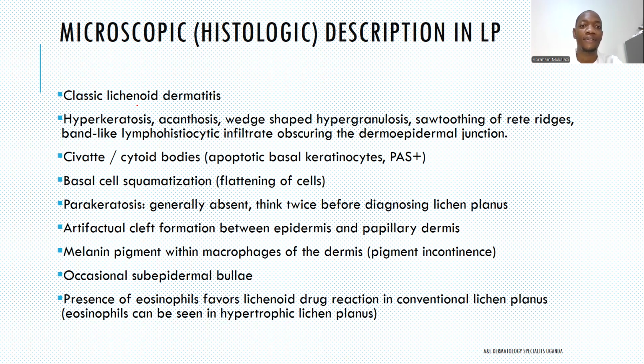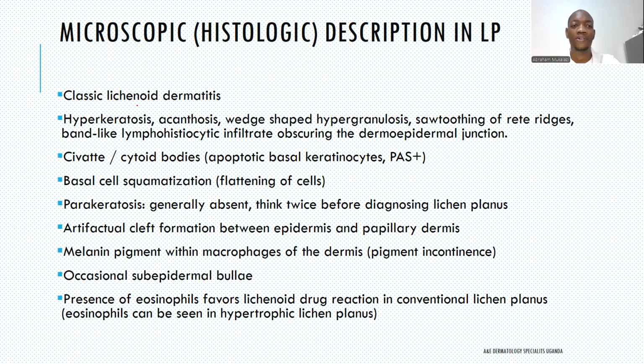Even the histology books will tell you that lichen planus on histology is like a strict parent. It doesn't allow parakeratosis, and it also doesn't have eosinophils. Then you get an interface picture, but without parakeratosis and without eosinophils. So when you see that, then you can comfortably make a diagnosis of lichen planus.